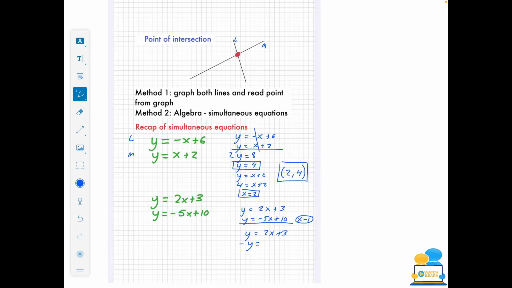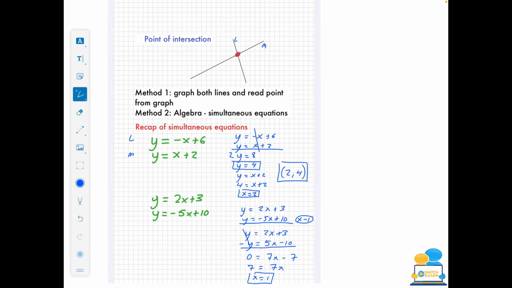So I'll change to minus y is equal to minus 5x multiplied by minus 1 will be a positive 5x. And 10 multiplied by minus 1 will give me minus 10. Okay, now these will cancel. So we'll be left with 0 is equal to 7x minus 7. Now, we want x on its own. We need to get rid of that minus 7. To get rid of that minus 7, we'll do the inverse operation, so we'll do the opposite. So we'll add 7. So 0 plus 7 will give me 7 is equal to 7x. And now we'll divide both sides by 7. So x is equal to 1.